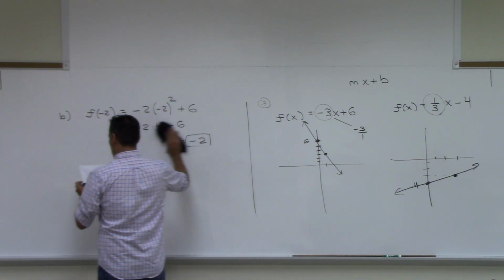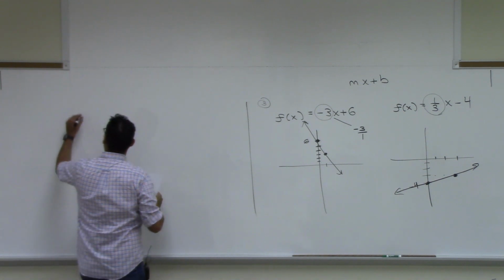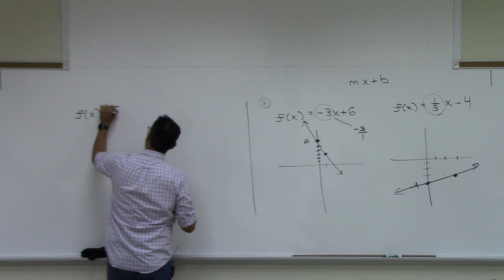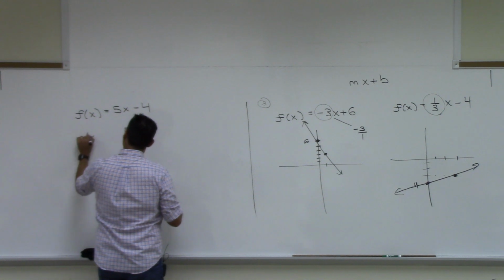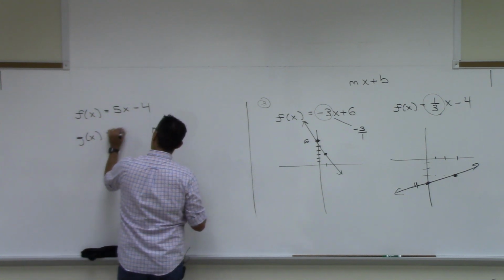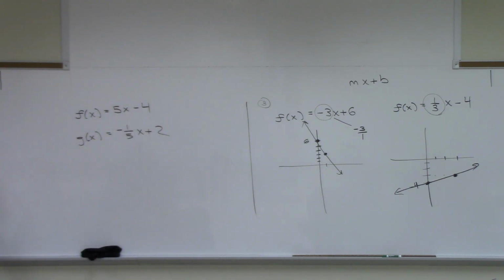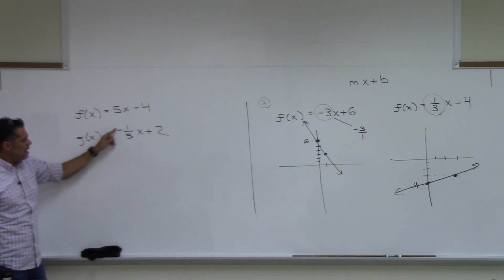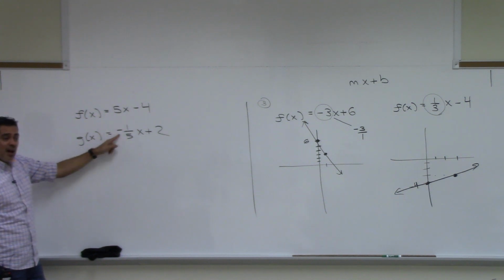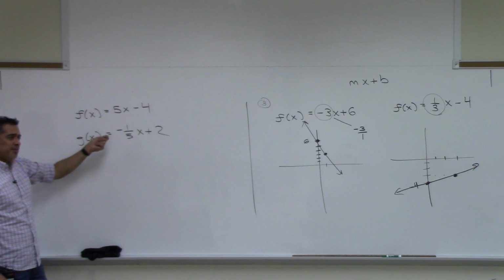Number 3 is done. Number 4, are these lines parallel or perpendicular or neither? So I give you 2 functions that are lines. Are these 2 lines parallel, perpendicular, or neither? Perpendicular. Why? These slopes are opposite reciprocals. So if you take that slope right there and you flip it over and change the sign, you get that. That's what you need for perpendicular. You take one of them, flip it, change the sign, you get the other one.